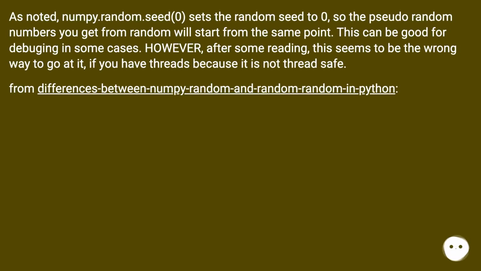As noted, numpy.random.seed(0) sets the random seed to 0, so the pseudo-random numbers you get from random will start from the same point. This can be good for debugging in some cases. However, after some reading, this seems to be the wrong way to go at it, if you have threads, because it is not thread safe. From differences between numpy.random and random in Python.